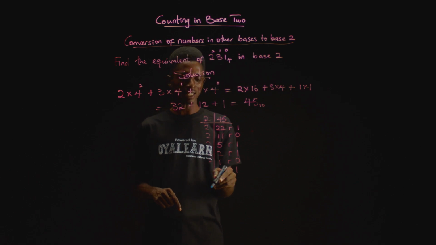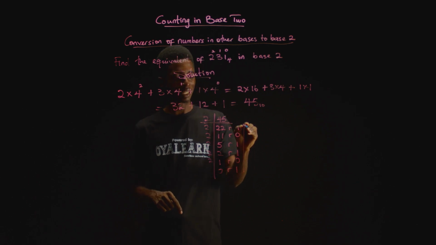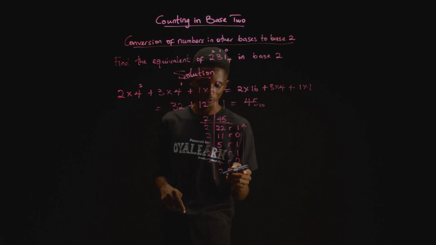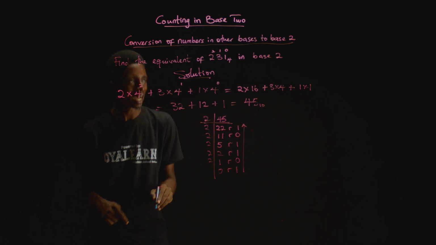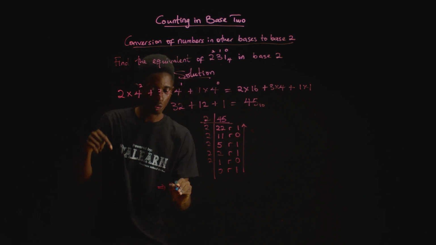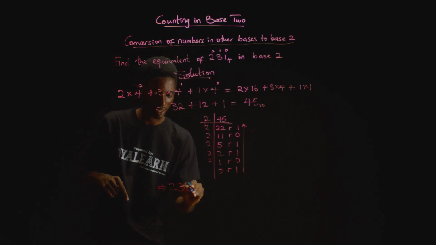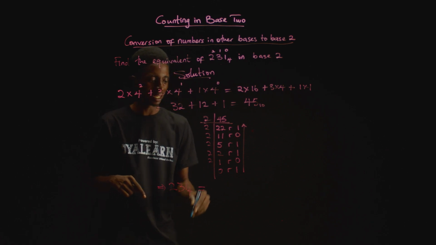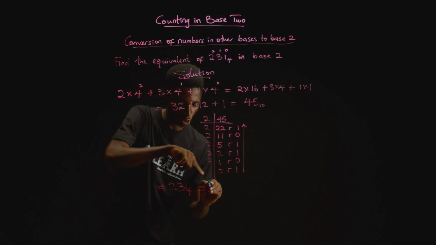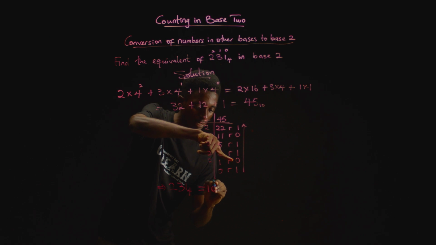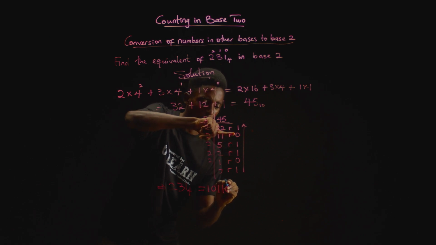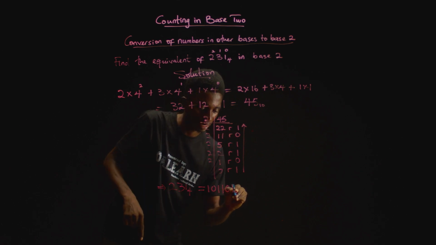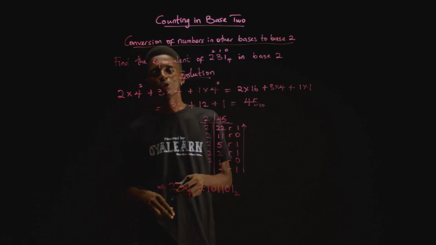Now that we've arrived at 0, we will write our remainder in the reverse direction, that is from bottom to the top. So we then say this implies that 231 base 4 is equivalent to, starting from the bottom, we have 1, 0, 1, 1, 0, 1 base 2. And that's the solution to this problem.